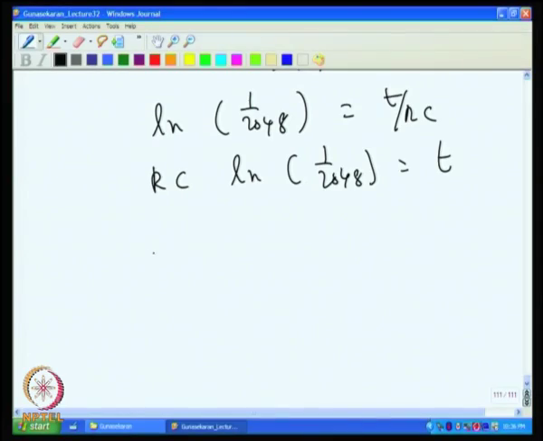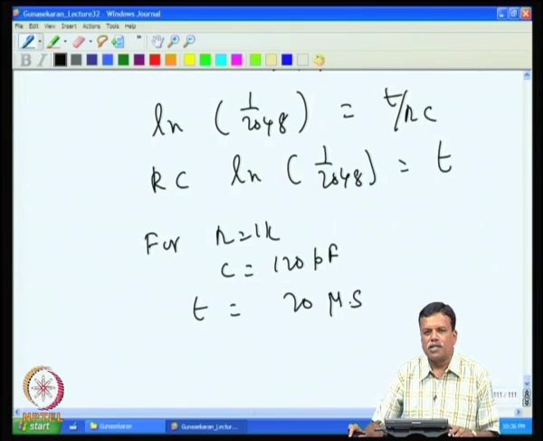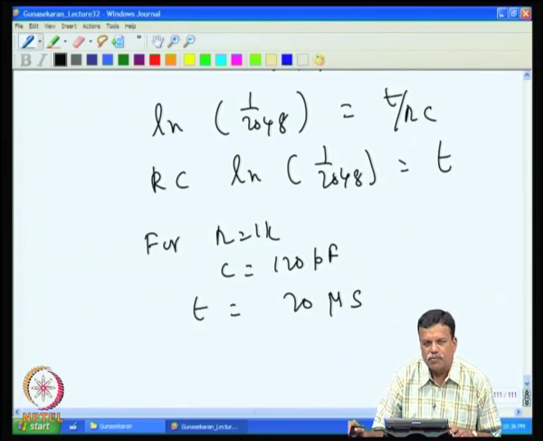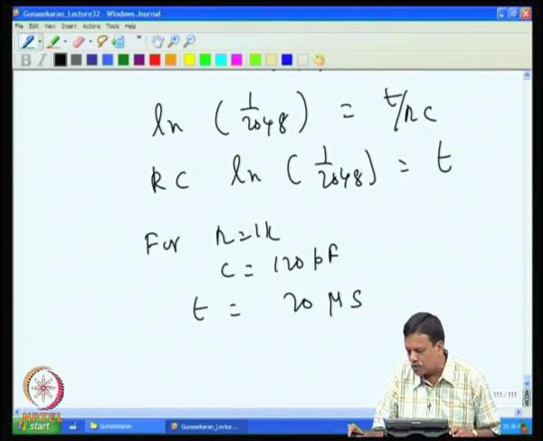Normally for R equal to 1K and C about 120 pF, you will find this t comes to about 20 microseconds. So, in this case one has to wait a minimum of 20 microseconds for the capacitor to reach half LSB. After reaching half LSB, then I have to give a start command to the ADC.